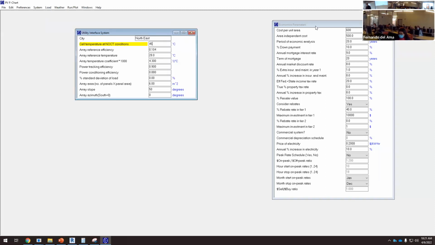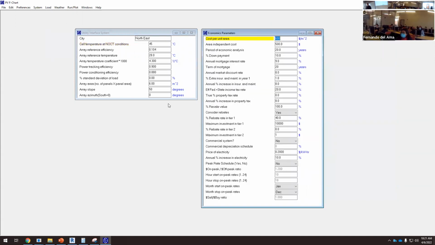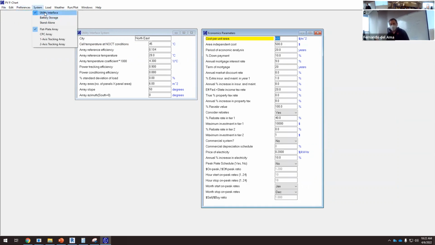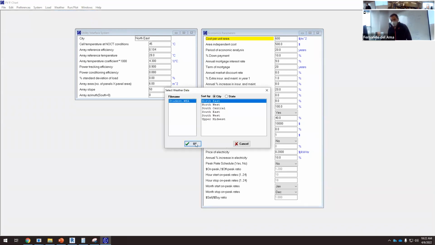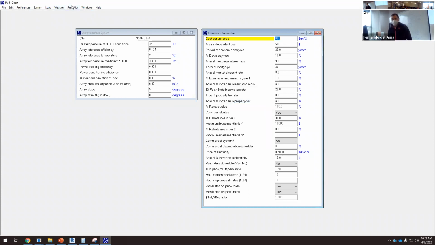Okay, so after these few minutes of tension, I resume the class, and we have to work with the PDF chart. I'll do it again. References, we are working with units. System, we are using the utility interface. That means that we only have PV panels and we have grid connection. We don't have any batteries. The weather, you can select weather, or you can just, data location is the northeast. Okay, so you can do it either here or there. And then we have run plot.